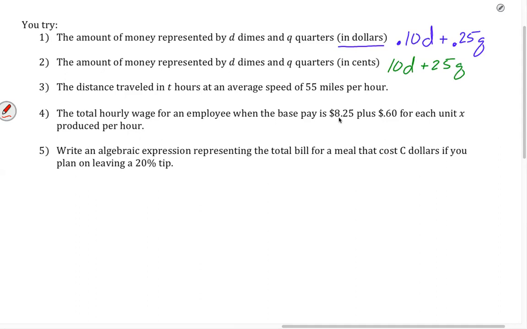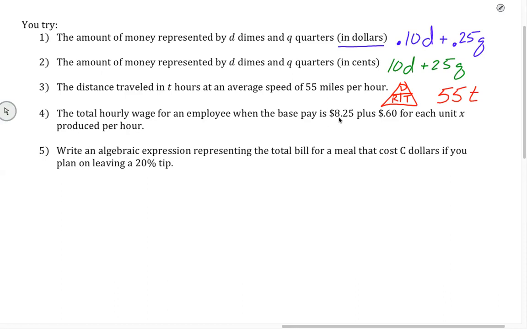The distance traveled in t hours at an average speed of 55 miles per hour. Well, again, that's our little triangle with distance equals rate times time. So we have 55t.